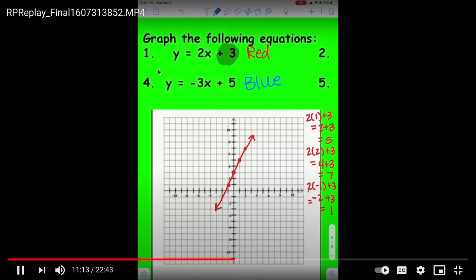So now I'm going to graph y equals negative 3x plus 5. I have the y-intercept, which is positive 5. So I go to (0, 5). And then I'm just going to start finding points. So negative 3 times 1 plus 5 is equal to negative 3 plus 5. So we have the point (1, 2) right here.